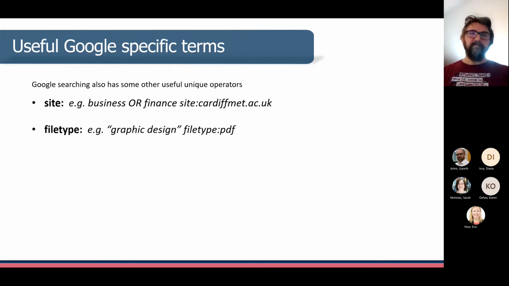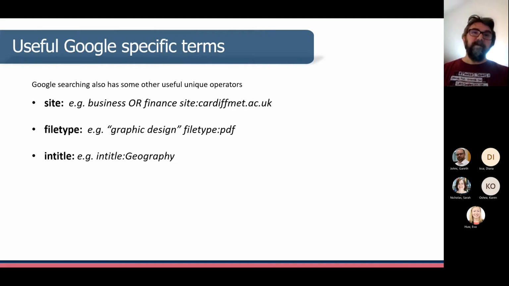Then you've got file type. So if you were to, for example, look for the phrase graphic design, filetype: PDF, that will only show you PDF documents that contain the phrase graphic design. So again, you'll probably get quite a lot of hits off that one, but it's a way of narrowing down to a specific file type.